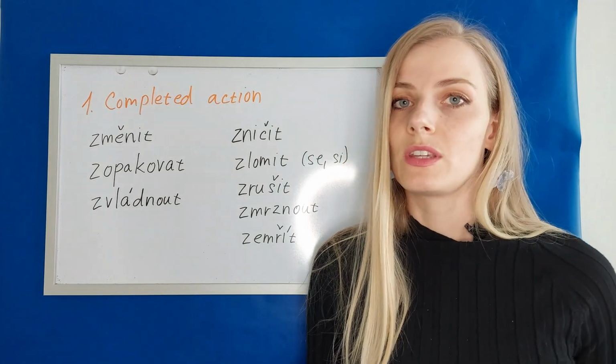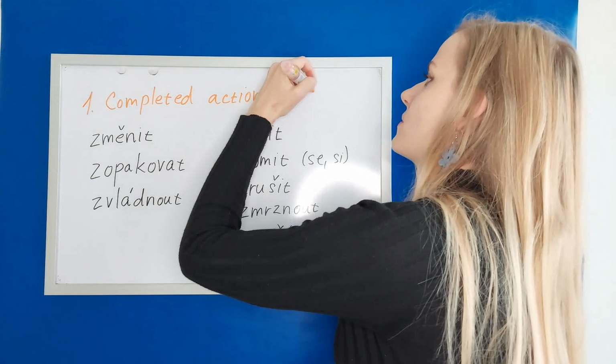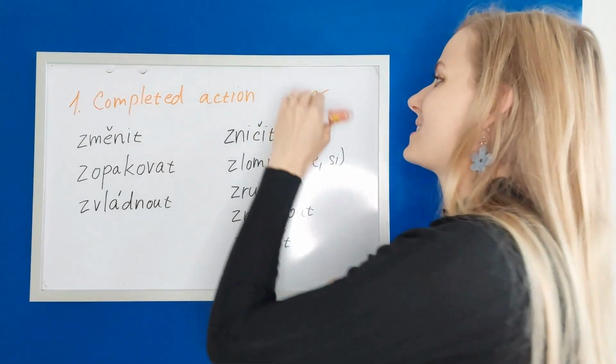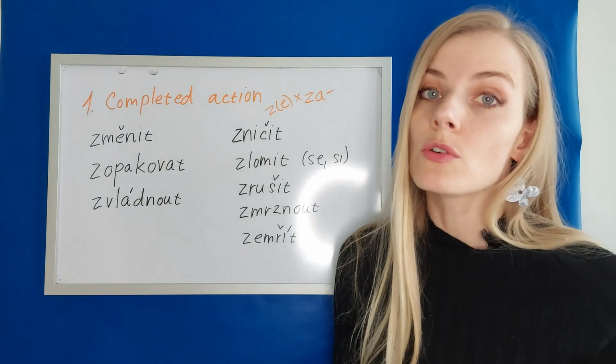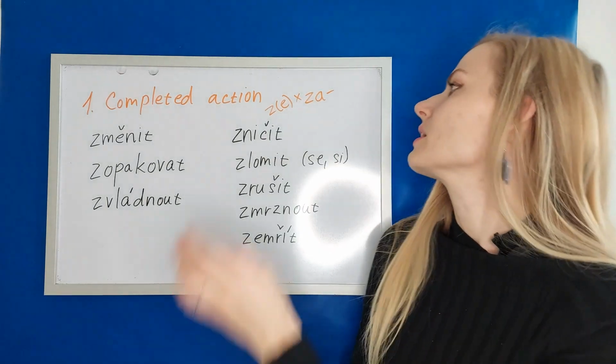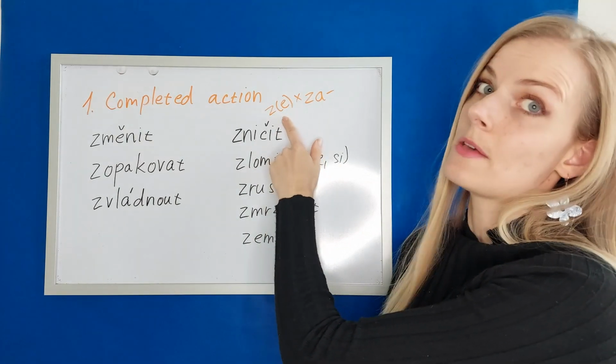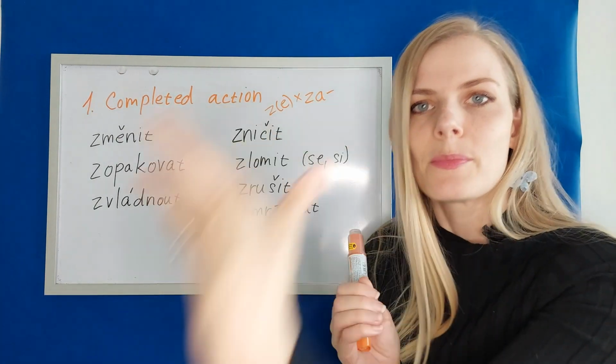One important note is that you should not confuse this prefix with the prefix za, because za is a different prefix. Because we also have two different prepositions, right? We have the preposition z or ze and za, which often means behind.